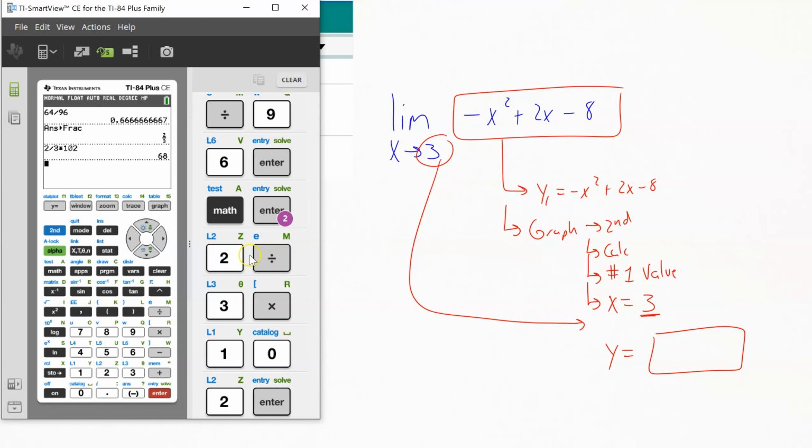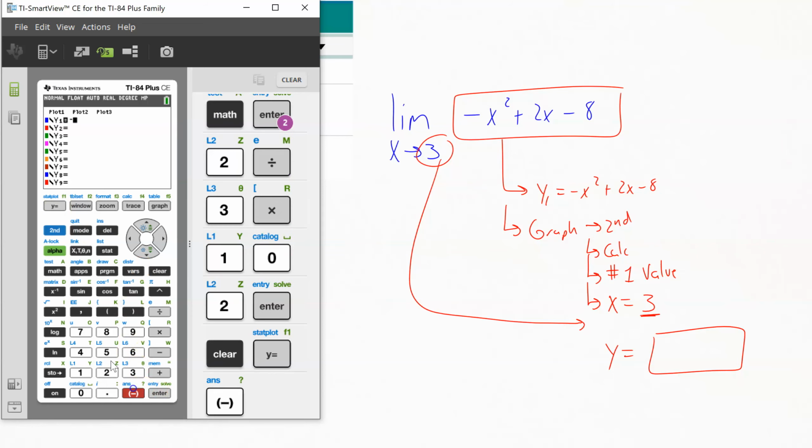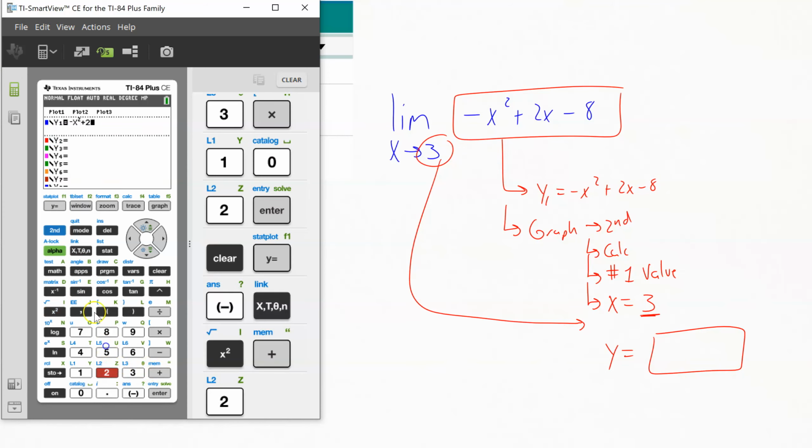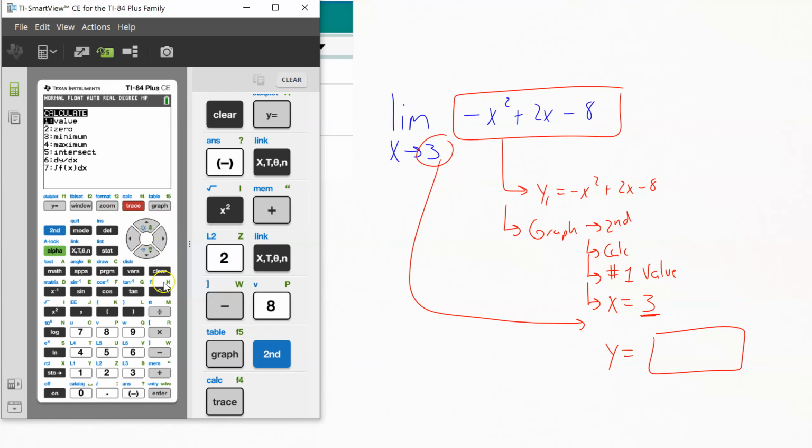So we open up a calculator, go into our y equals, and we go ahead and type that equation in. So negative x squared plus 2x, and then minus 8. We'll graph that equation, and then we'll hit that menu option. So second, and then calc, and we'll choose number 1 in that menu, which is value.